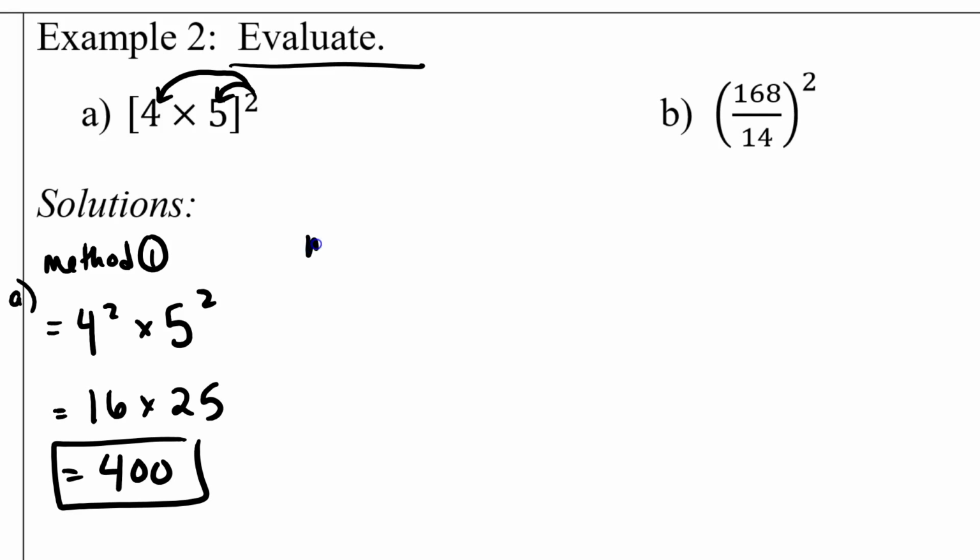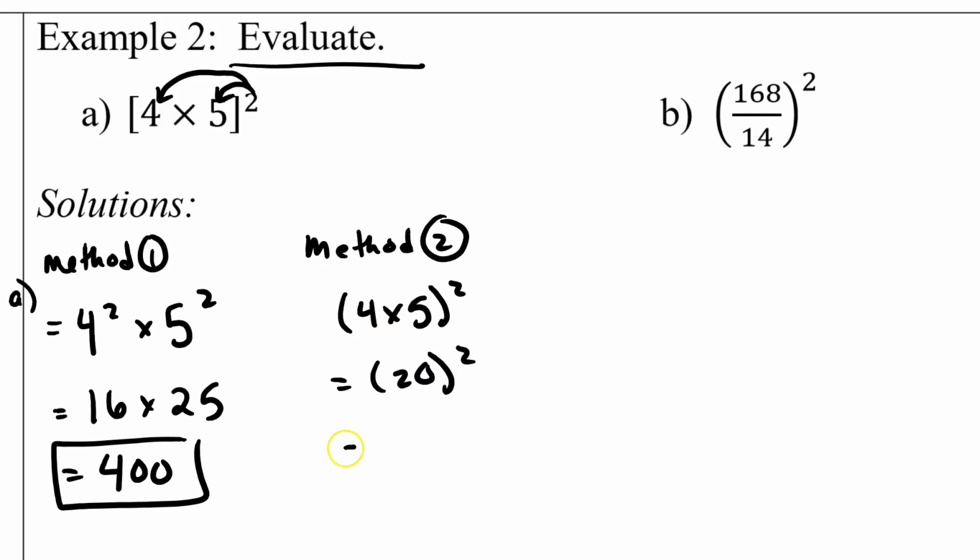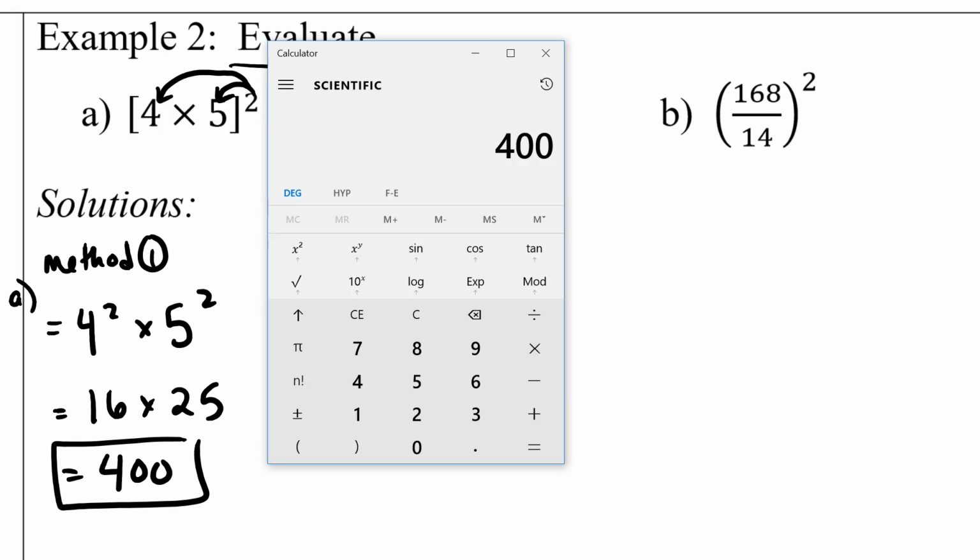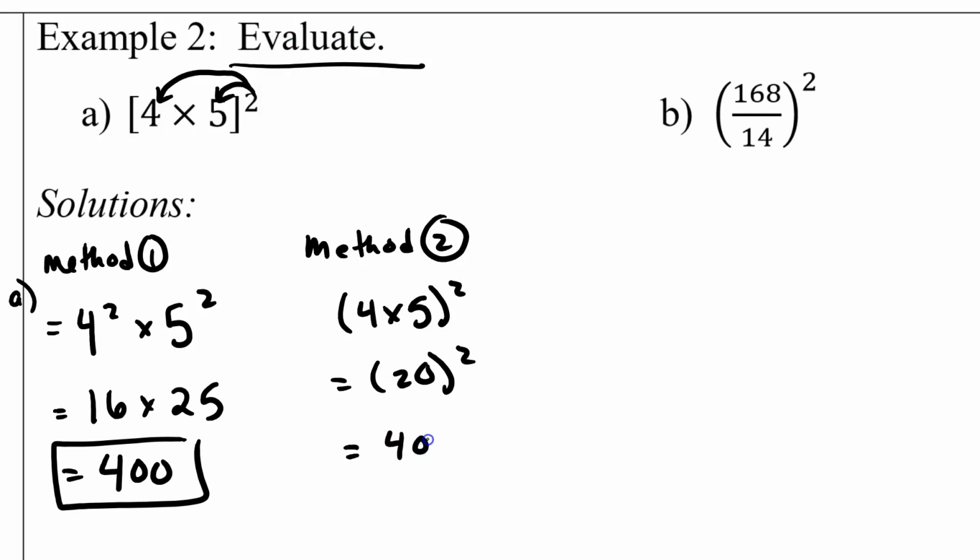Now here's method 2. That might seem a little bit more intuitive to you, and you can use either method, doesn't matter to me which one. So it is 4 times 5 to the power of 2. Do what's in the brackets first, people, which is 20 squared. 20 squared is 400. So either way you do it, using method 1, which is the product of powers, or method 2, using order of operations, which you're probably used to, it's totally fine.